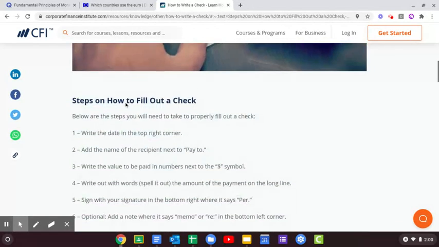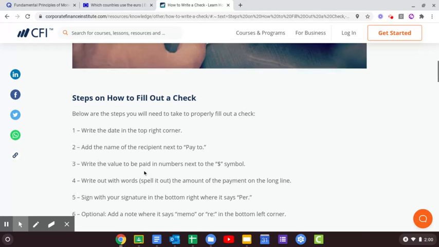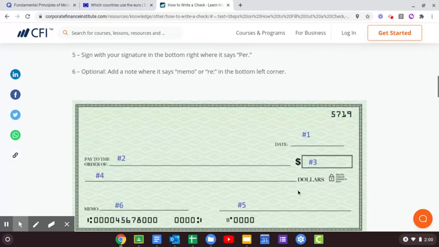Number 2, add the name of the recipient next to pay to. Number 3, write the value to be paid in numbers next to the dollar sign symbol. So this is our currency symbol. We'll talk about this a little bit later. But number 3, in this box, how much money? Make sure you put the dot and then the 00 afterwards. You can do that a couple different ways also. I've seen XX over 100, but you have to make sure you have some essence of dollars and cents in there.